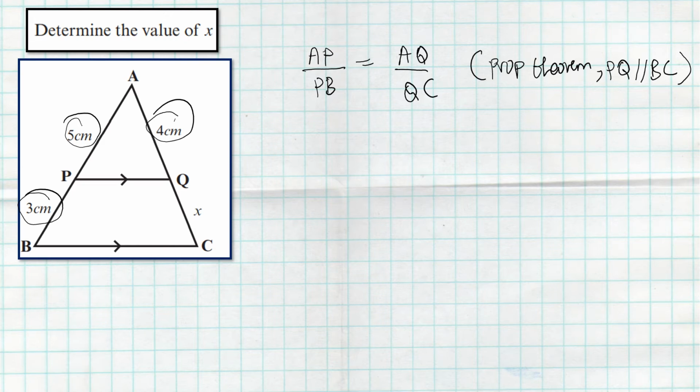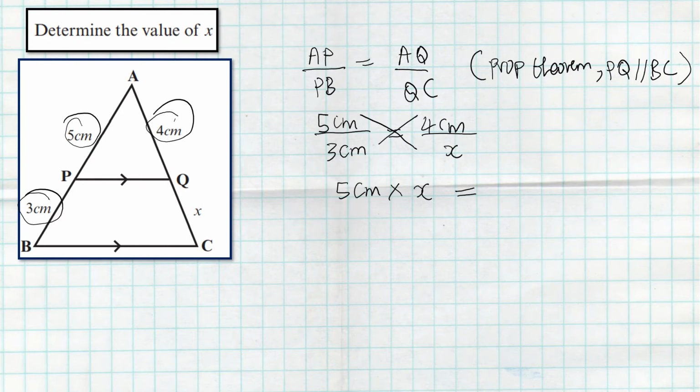Okay, then we can go and substitute 5 centimeter as AP, 3 centimeter as PB, AQ was 4 centimeter, and we want to determine the value of x, right? So if we cross multiply, then we'll have 5 centimeter multiplied by x is equal to 3 centimeter multiplied by 4 centimeter.